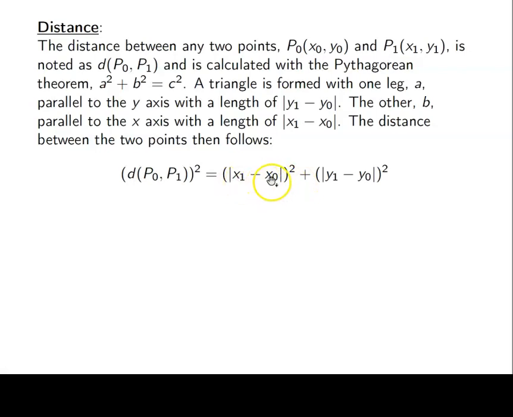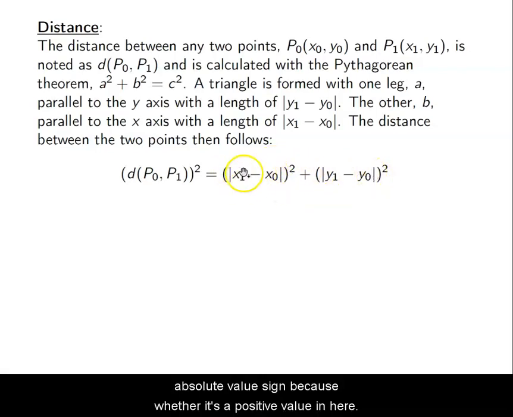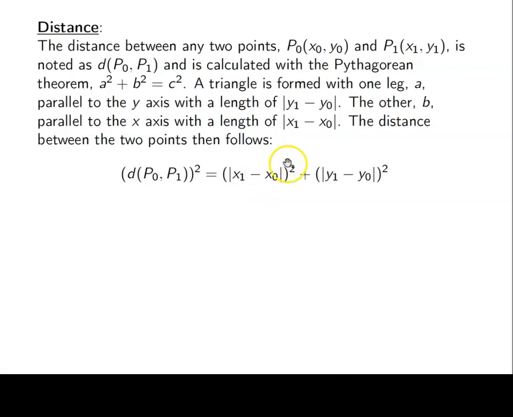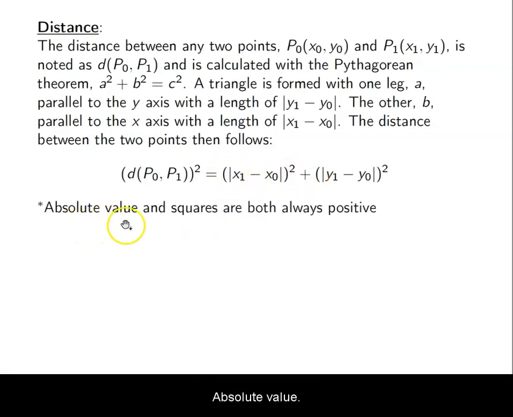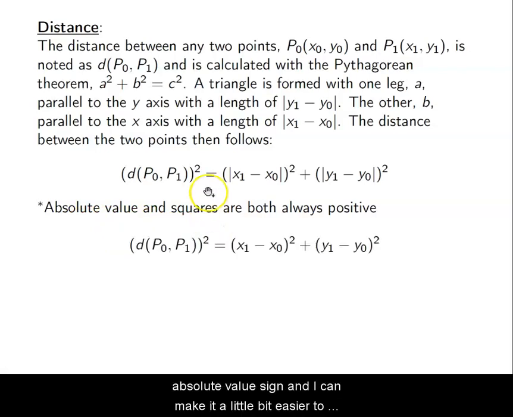And remember, absolute value is always positive, but so are squares, okay? If I take a negative number and I square it, I'll get a positive number out. So I can actually drop this absolute value sign, because whether it's a positive value in here and I square it and get a positive, or if it's a negative value in here, if this absolute value was not here, I would still square it and still get a positive, right? So absolute values and squares are always both positive. So I can drop the absolute value sign and make it a little bit easier to read by writing it like this. Okay.